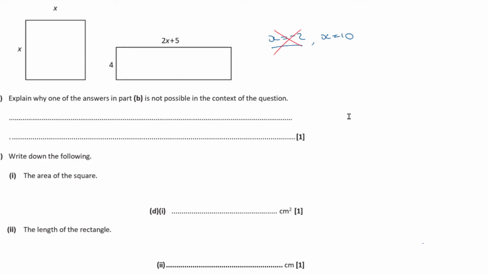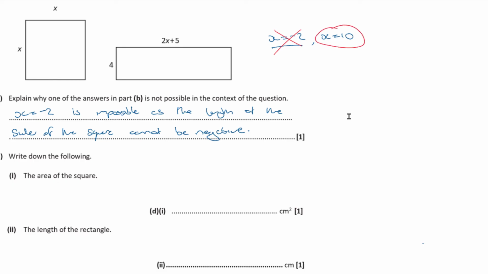So I'm going to say x equals minus 2 is impossible as the length of the side of the square cannot be negative. Makes no sense. So that means it must be x is 10 is the solution.